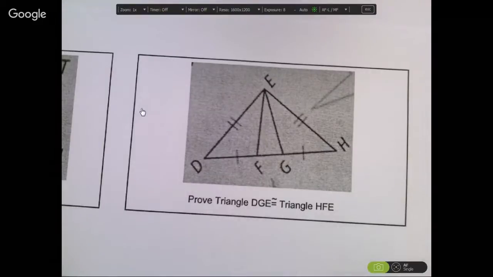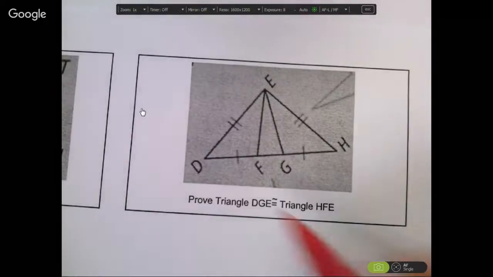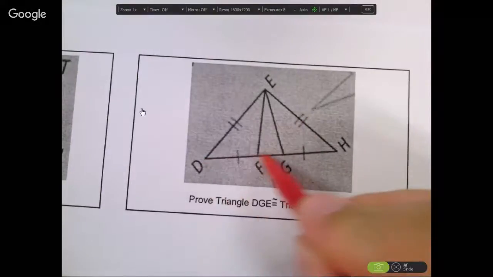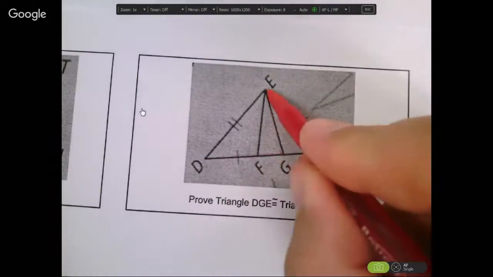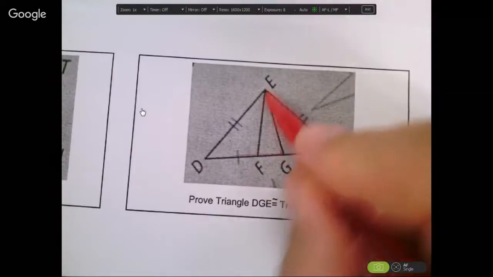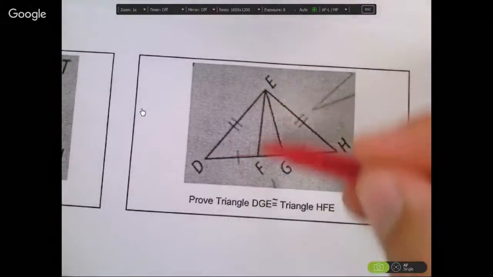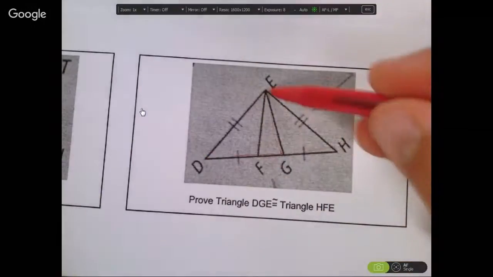I think some of us are just sitting here watching as a couple people are saying, now we do this, now we do this, now we do this. So we're going to slow it down a little bit, but we're going to say what we can show and why. Let's start by figuring out where we need to end up, which is that triangle DGE, this one right here, is congruent to this one right here. Okay.